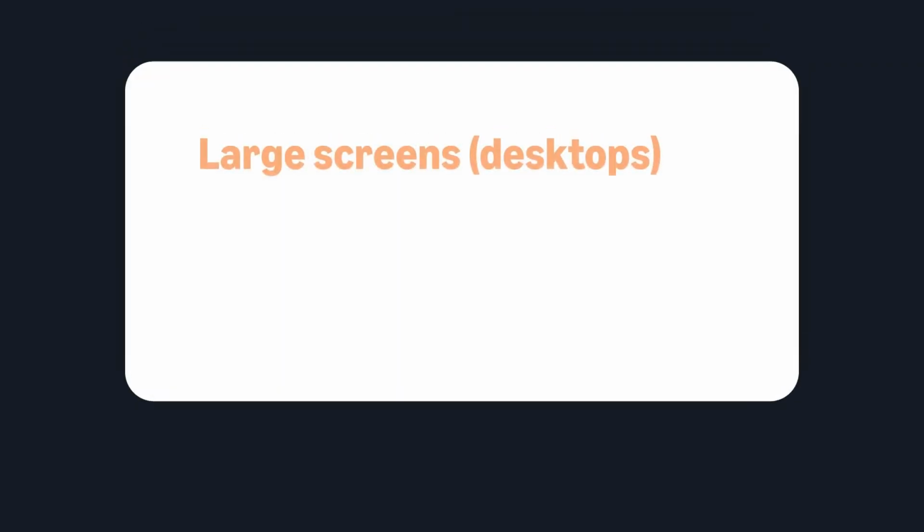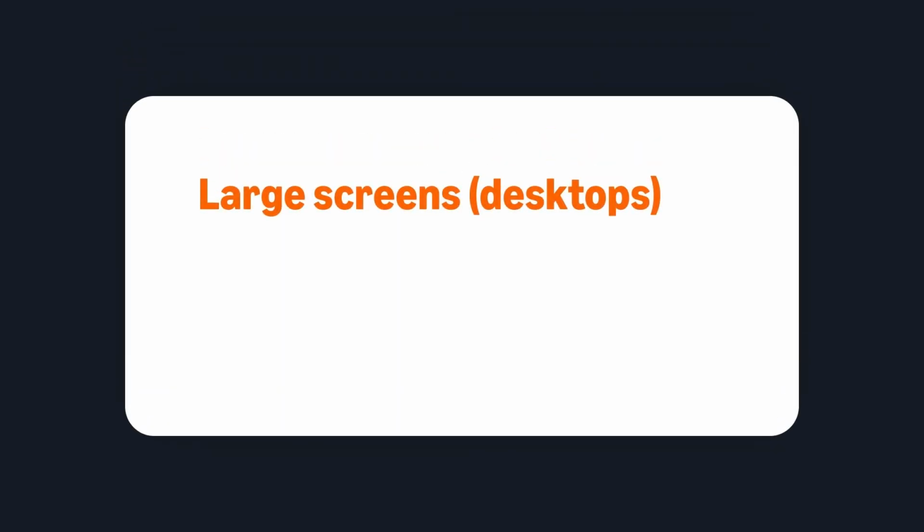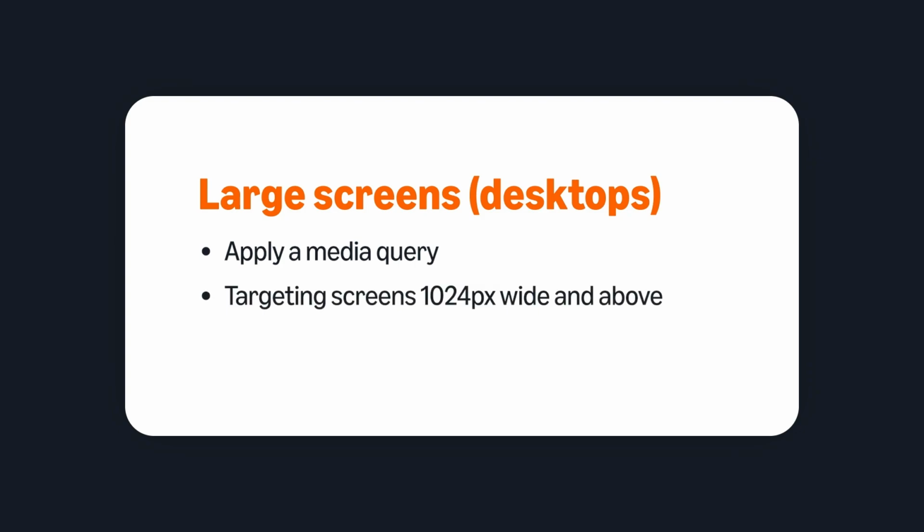Here are some guidelines for applying the media query. For large screens, such as desktops, all 4 columns can be shown side by side. You can maximize the widescreen by applying a media query targeting screens 1024 pixels wide and above.